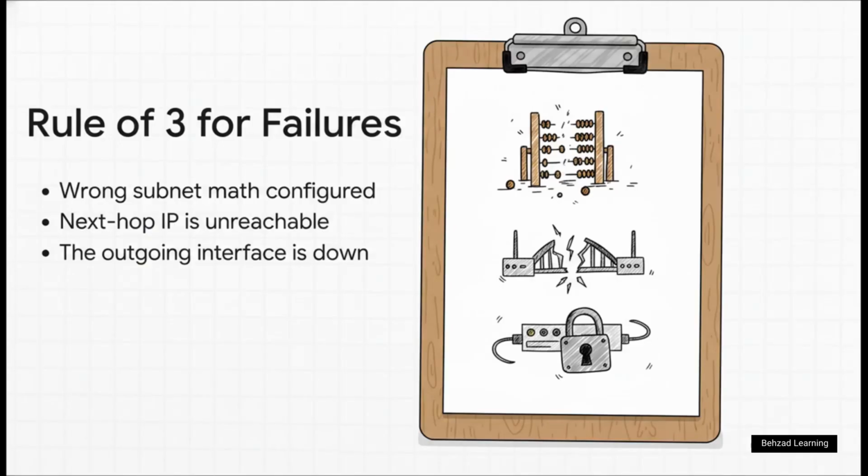Okay, but let's say the cables are perfect, yet your static route still refuses to show up in the routing table. Time for a practical mental checklist, the rule of 3. First up, did you mess up the subnet math when you typed the command? A single typo in the mask ruins the whole thing. Second, is your next hop IP actually reachable? The router isn't going to add your static route if it can't even talk to the neighbor you're pointing to. And third, is your outgoing interface down? If the port is shut off, the route is useless, so the router just hides it.